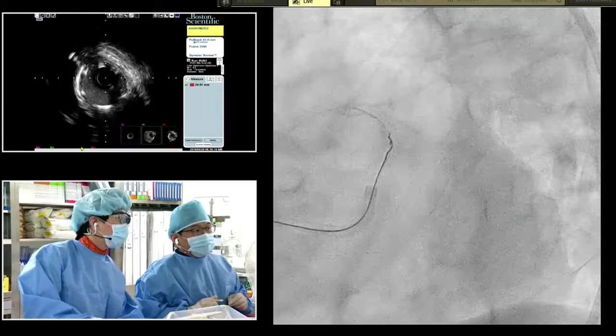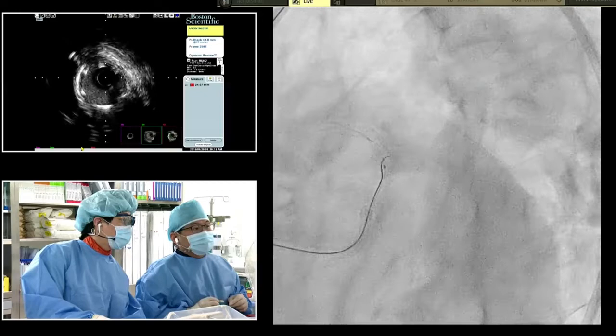While they're working, do you want to comment on the reverse wire or hairpin technique? How do you actually do that? What wires do you prefer? What are the tips and tricks?